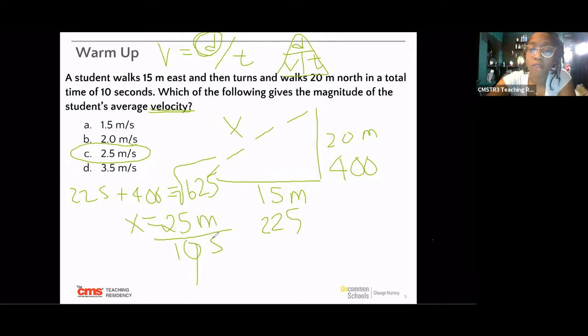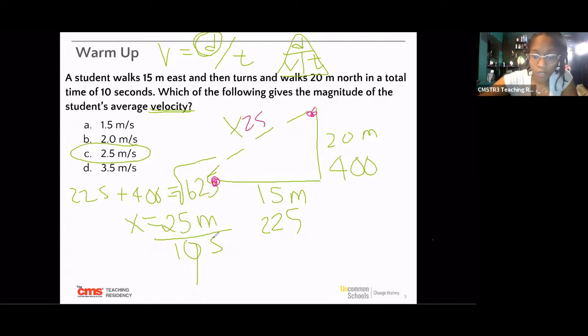Displacement is just how far away you are from where you started. So if I began my journey at the pink dot and ended my journey here, I'm 25 meters away from where I started. But I took 35 meters for my total trip, so that was my distance. Displacement is the 25.